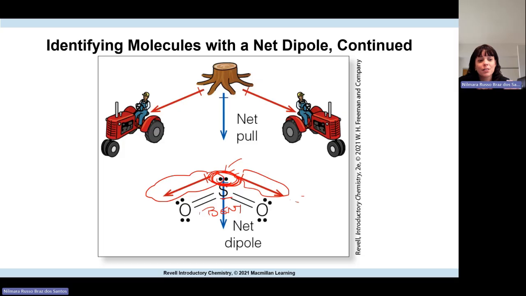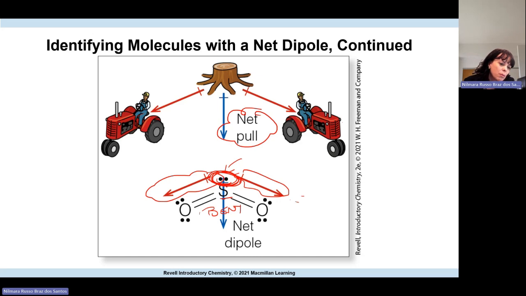And even though you could think, oh, they are in opposite directions, they are not, because they are in a bent shape. This is similar to two tractors trying to pull a stump out of the ground. If the tractors pull in the direction of the red arrow, their combined force pulls the stump in the direction of the blue arrow, right? So here is the net pull, okay? Because they are in different directions, right?